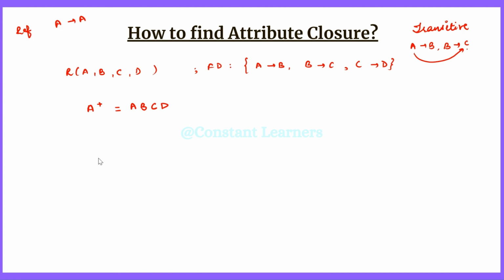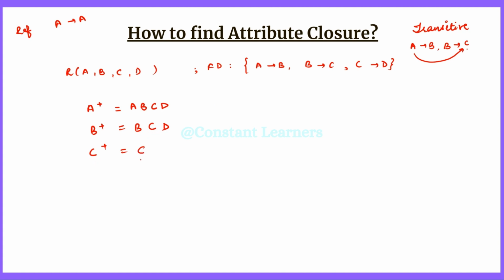Now similarly, we can find the attribute closure for B. Quickly, let's do it. B will determine itself. Then it's given that B determines C. And since C determines D, we can have D also here, right? Now anywhere here we cannot determine A, right? No other attribute is determining A. So the attribute closure of B will not have the attribute A in this, right?